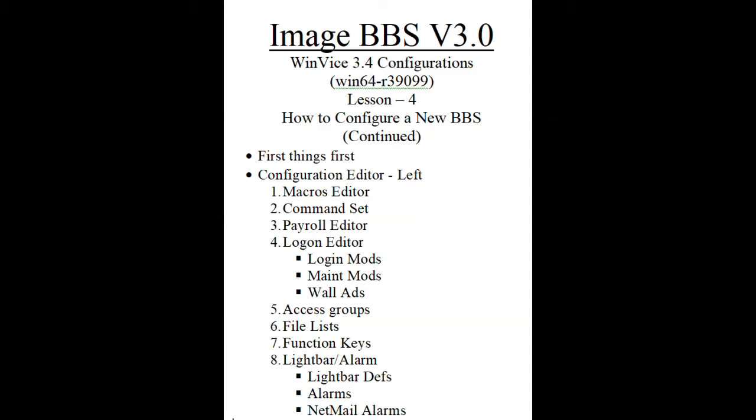Welcome back to my continuing lessons on how to set up Image BBS 3.0. In this lesson we'll continue where the previous lessons have left off and talk about what to do first, and then we'll move on to the configuration editor and cover all the left side functions in the configuration editor, such as the macros editor, the command set, payroll editor, logon editor, login mods, maintenance mods, wall adds, access groups, file lists, function keys, light bar, alarms, and its submenu of light bar definitions, alarms, and netmail alarms. So, with that said, let's get started.